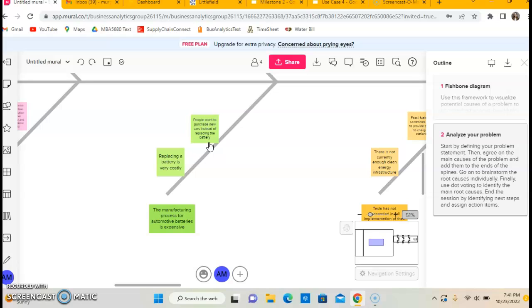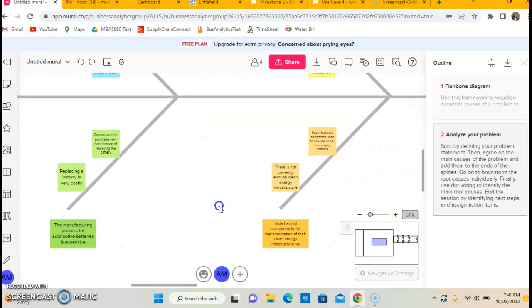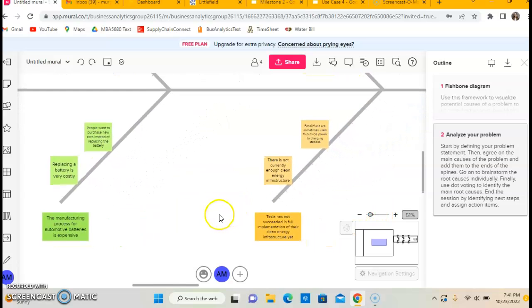So, if it's broke, why don't I just buy a new one, which creates waste, which isn't good for sustainability, especially when mining these batteries can be quite expensive and harmful. Tesla has not succeeded in full implementation of their clean energy infrastructure yet. They're on the right page, but they haven't quite reached the end of the chapter.